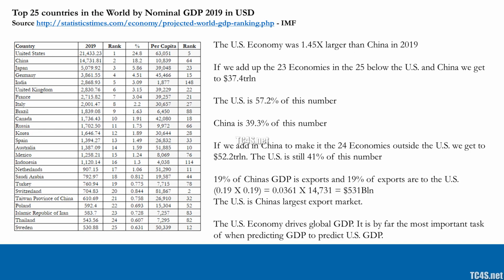If we look at China itself, 19% of China's GDP is exports, and 19% of those exports are to the United States. So we just do a multiplication, multiply through, and we work out how much that is in dollars. It's equivalent to $531 billion in 2019. The US is China's largest export market. This gives you an idea of how the global economy actually works here.